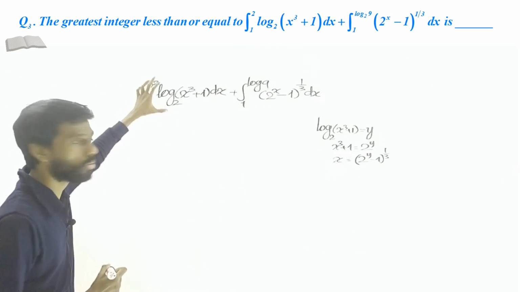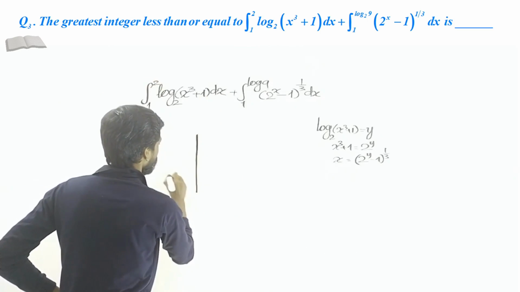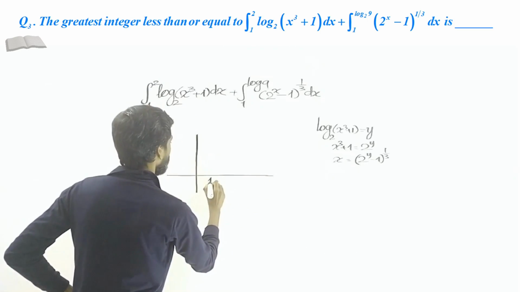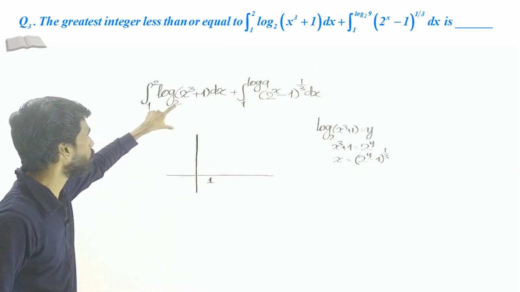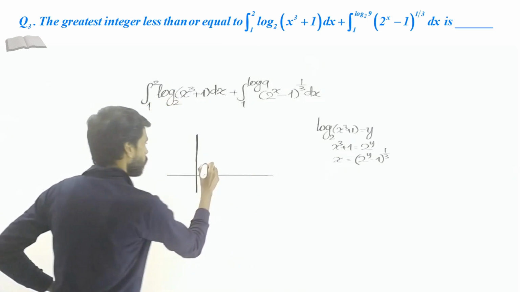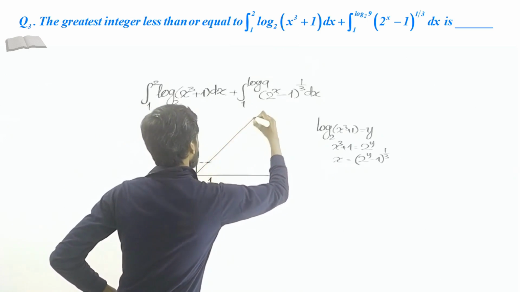Now 1 to 2. Now let us draw this function. At 1, what is the value here? This function, at 1 what is the value? This is 1 plus 1, 2. So log 2 base 2, that is 1. At 1 this is 1. Okay, so let us draw this line, which is y equal to x.